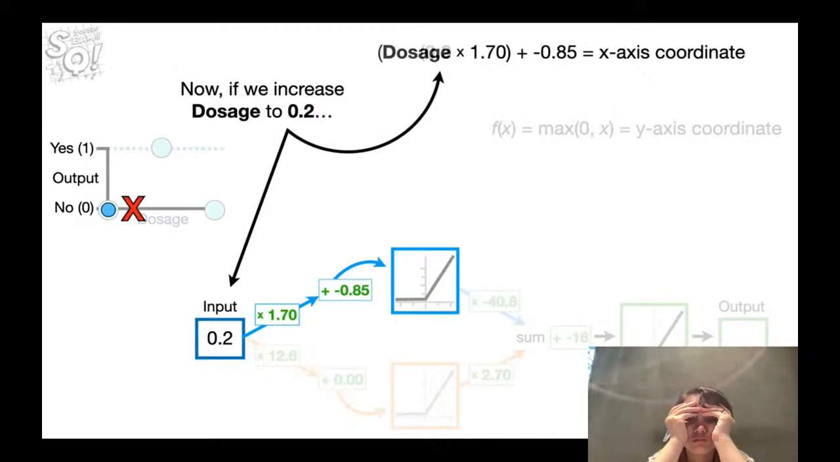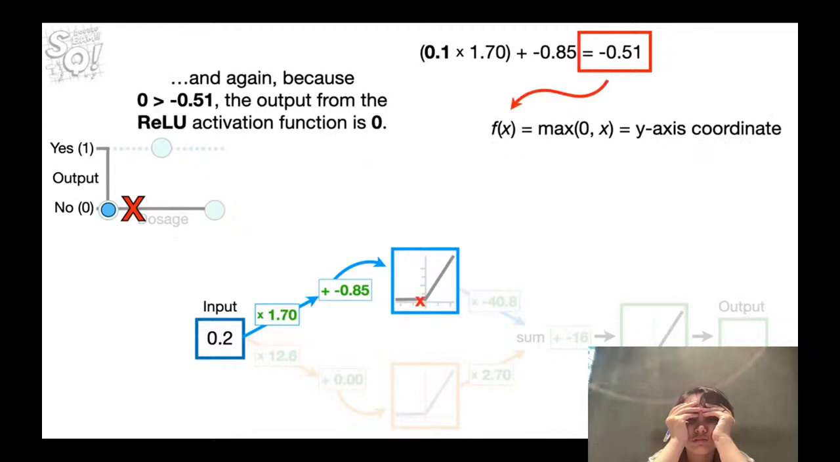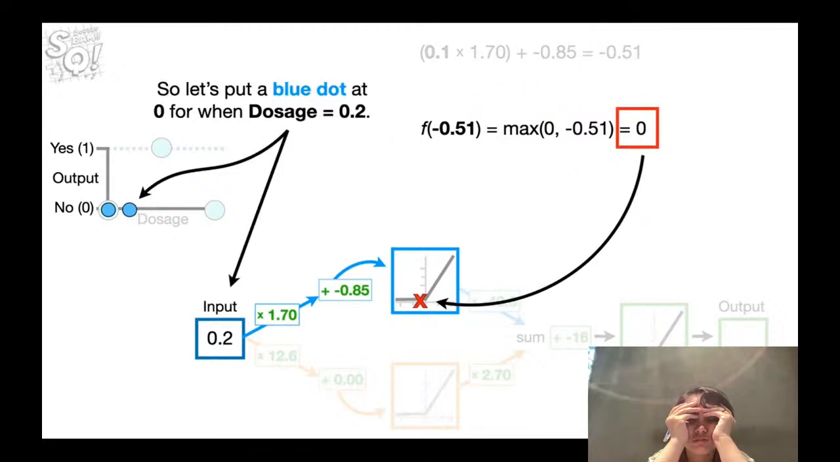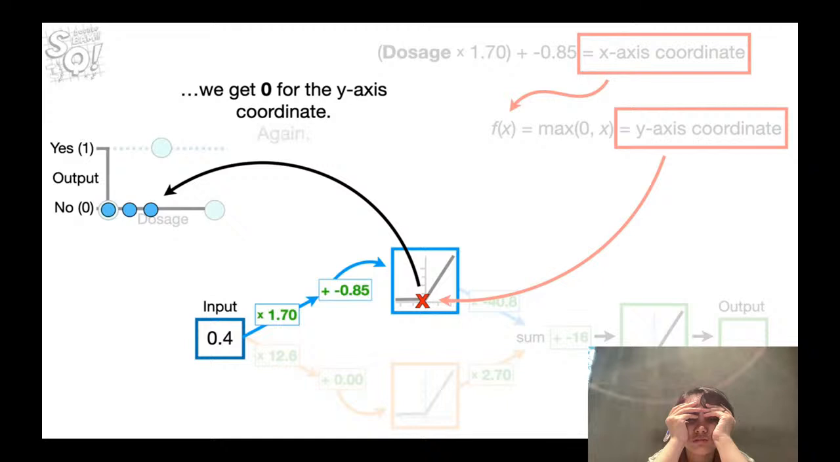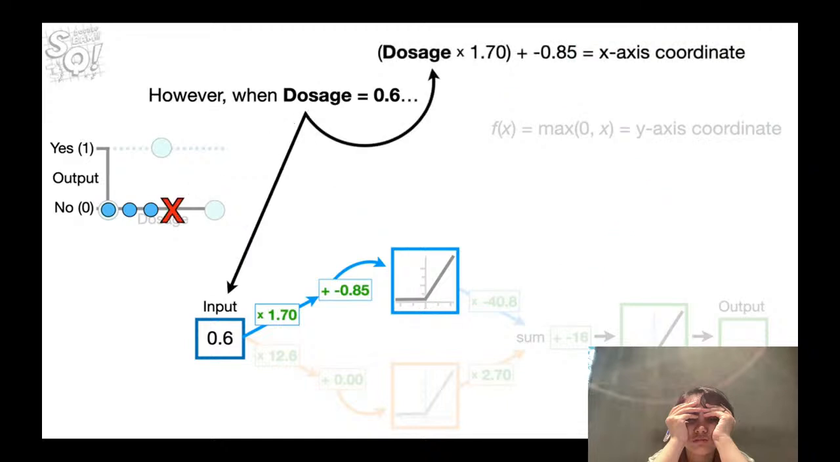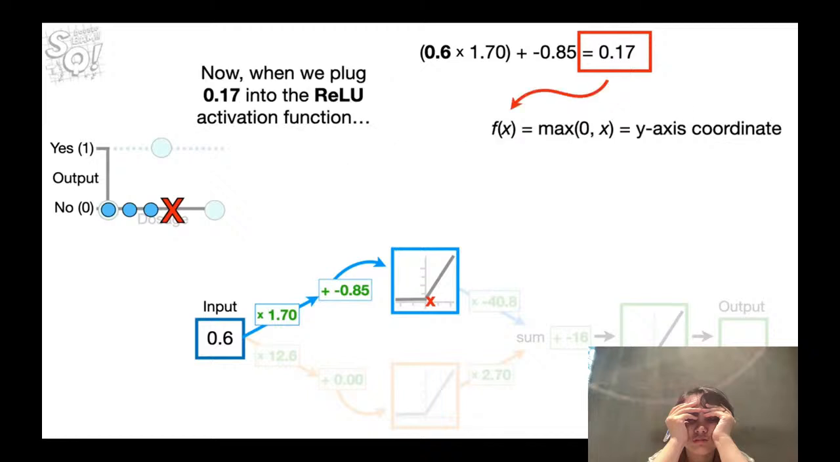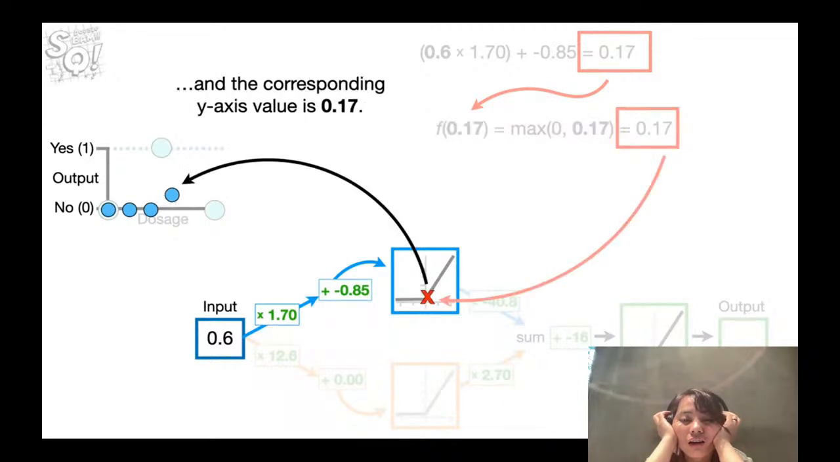Now, if we increase dosage to 0.2, the x-axis coordinate for the activation function is negative 0.51. And again, because 0 is greater than negative 0.51, the output from the ReLU activation function is 0. And the corresponding y-axis value is 0. So let's put a blue dot at 0 for when dosage equals 0.2. And if we increase the dosage value to 0.4, we get 0 for the y-axis coordinate again. However, when dosage equals 0.6, the x-axis coordinate is 0.17. Now, when we plug 0.17 into the ReLU activation function, the output is 0.17 because 0.17 is greater than 0. And the corresponding y-axis value is 0.17.